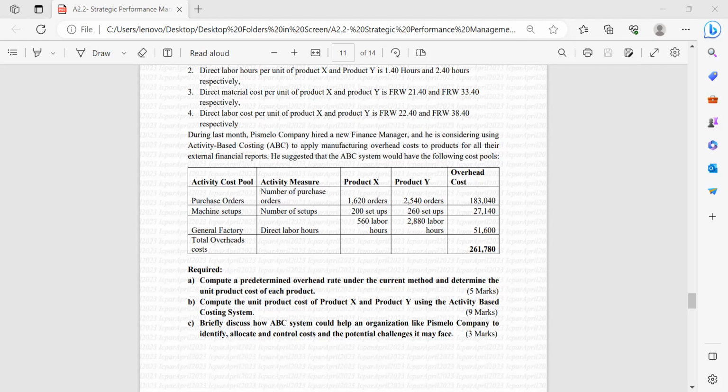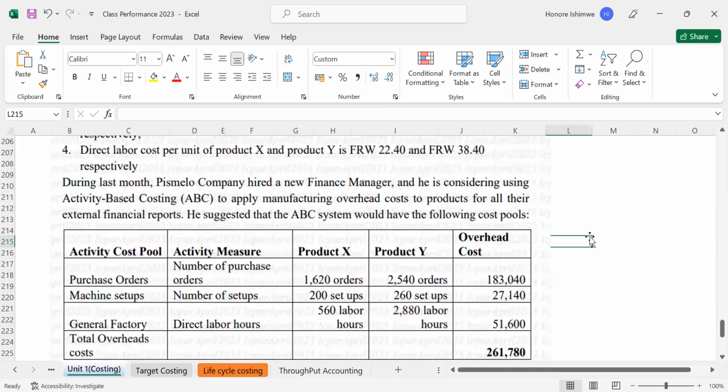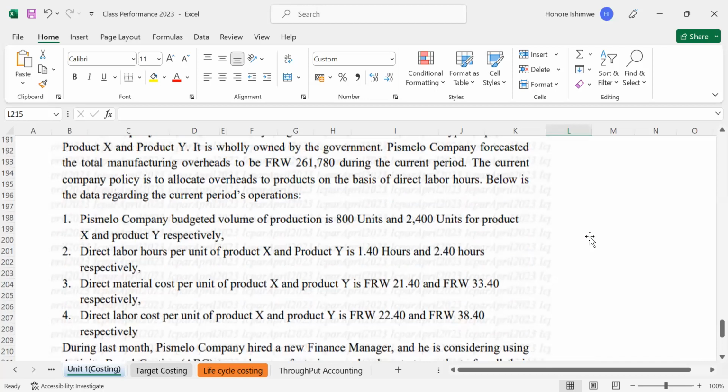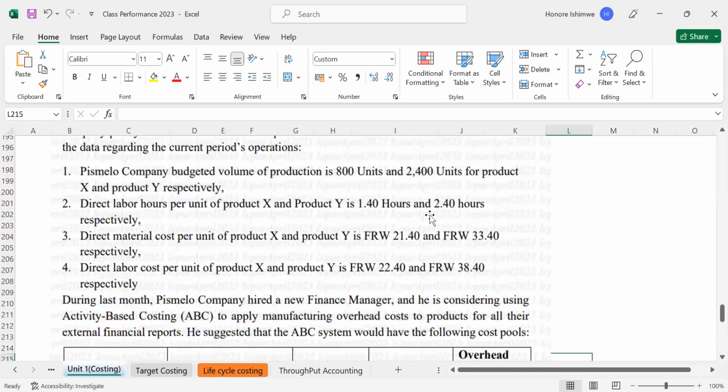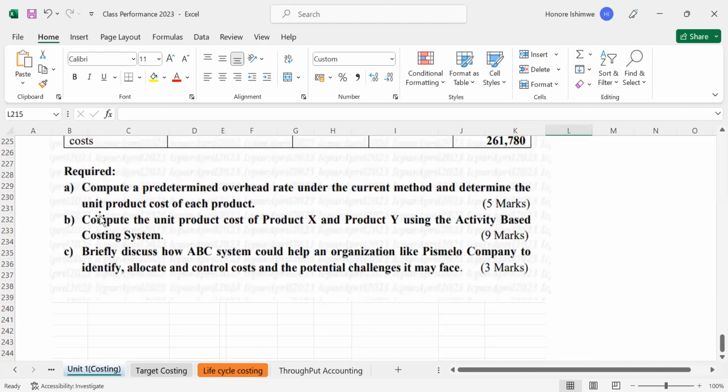Okay. Now, it is time to share the Excel. Are you able to see the Excel file? Here there is the Excel file. I think you are able to see my Excel file because this is what I'm sharing. This is our question, and here also there are our requirements. And I'm going to answer part A.